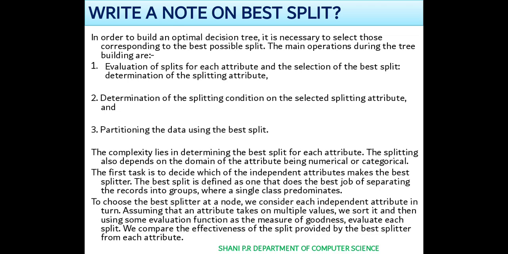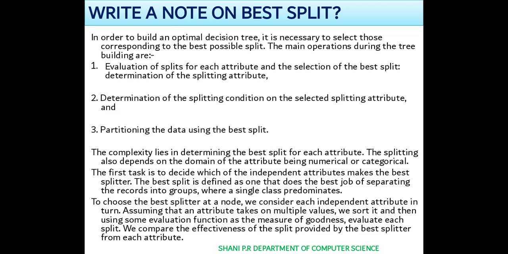The first task is to decide which of the independent attributes makes the best splitter. The best split is defined as one that does the best job of separating the records into groups where a single class predominates. When we are splitting the attributes, we are forming the records into groups, so that the particular attribute values will be within their own nodes or leaf nodes. So it is the best splitting.